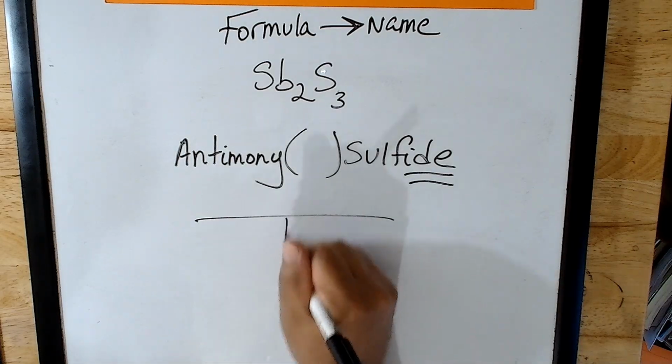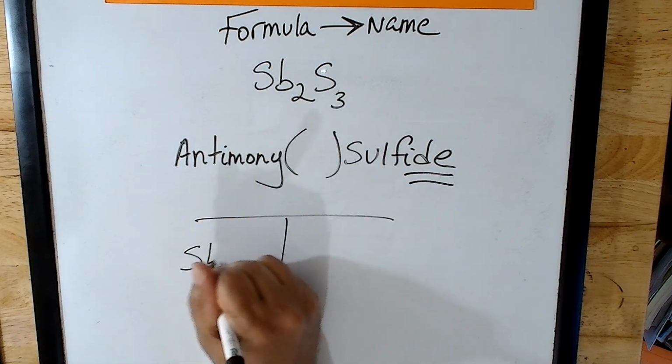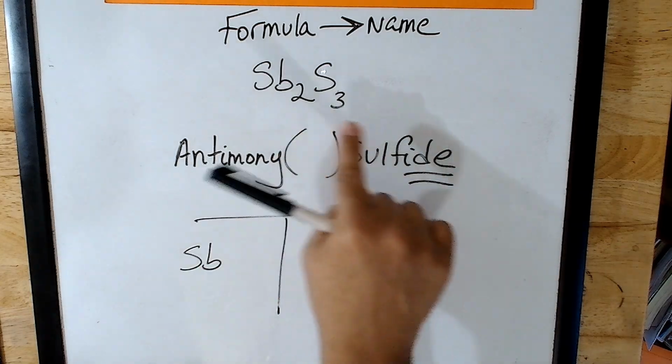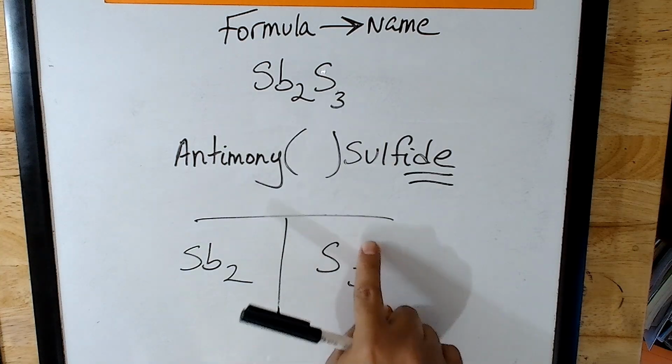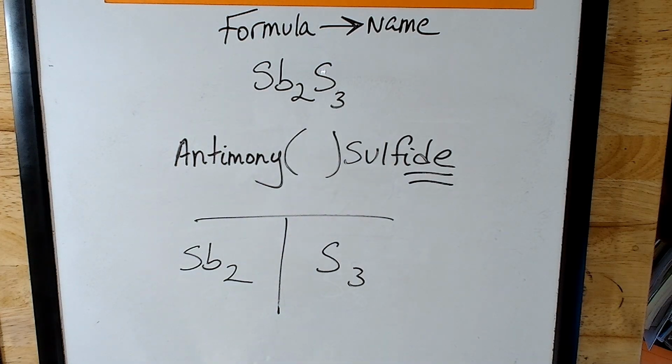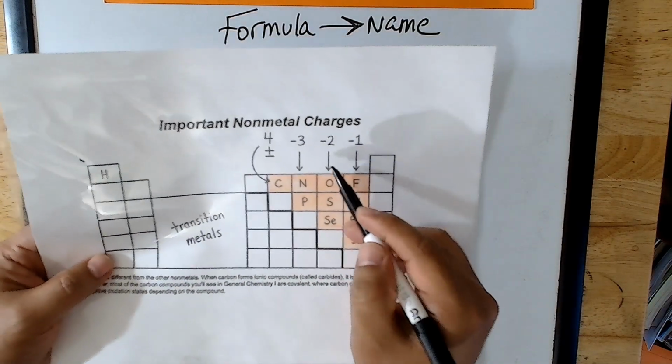Now we need to create the T-chart. We need to bring the information down. We need to bring down their subscripts. Now I need to find the charge of the anion, and that's going to be a -2 because it's in column 16.